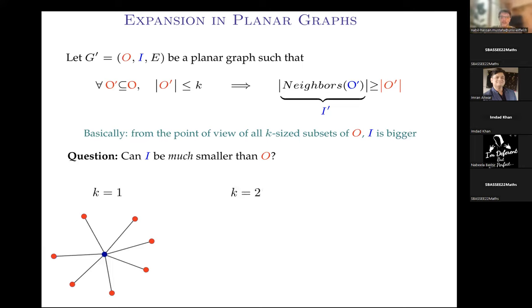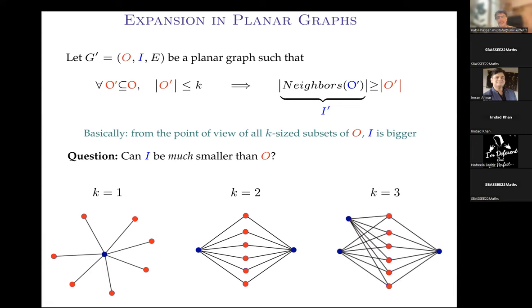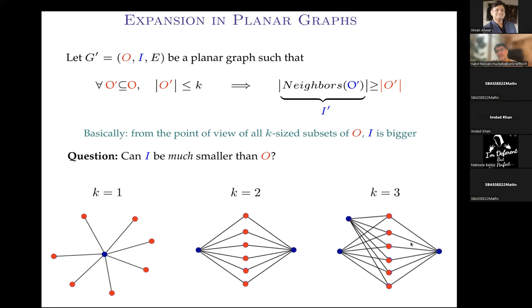Now, you could look at k equal to 2. The same problem happens. From the point of view of every two red vertices, it seems like there are at least two blue vertices. But unfortunately, they all point to the same blue vertices. So again, locally, it looks like there would be a lot of blue vertices because every pair of red vertices sees two blue vertices. But globally, there are very few blue vertices. And now you can repeat it. For k equal to 3, you again have very few blue vertices. You have only 3 blue vertices, and you can have a billion red vertices, and you have the same problem: from the point of view of every 3 vertices, it looks like there are at least that many blue vertices, but actually it's just the same blue repeating again and again.